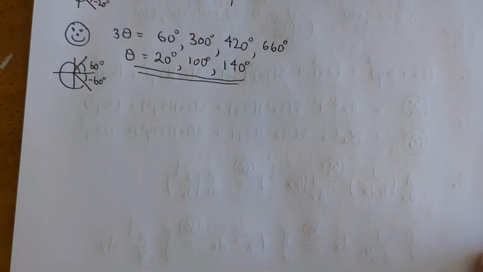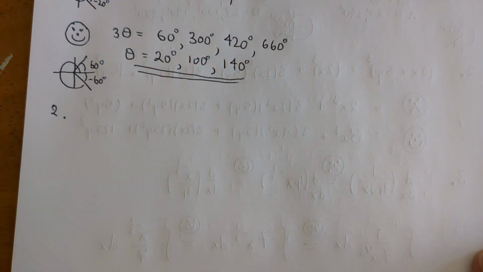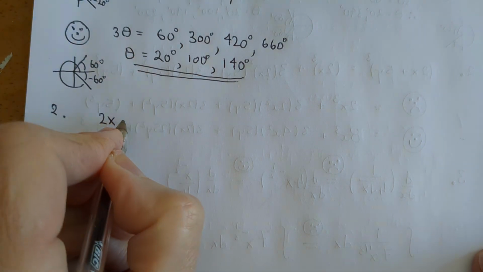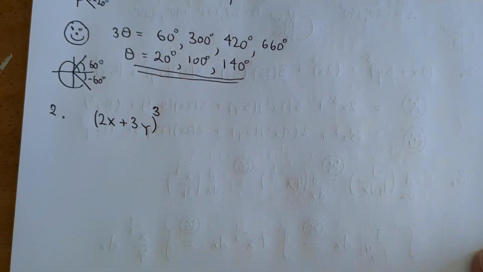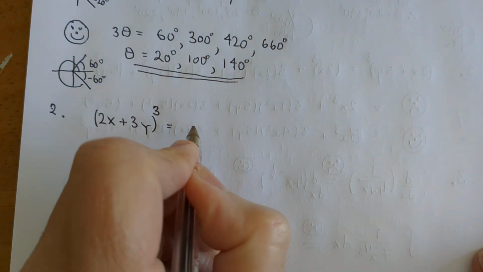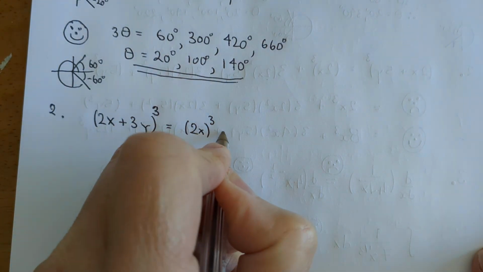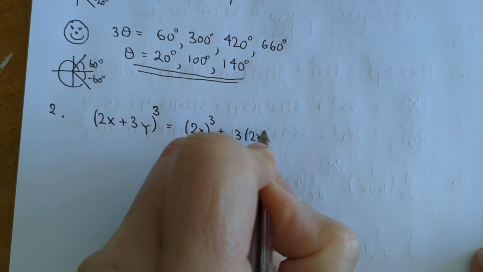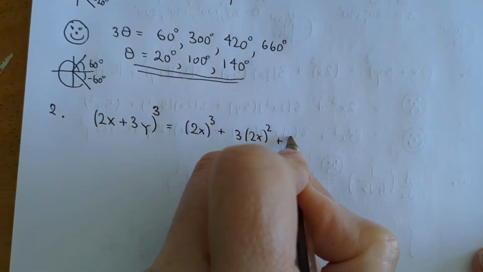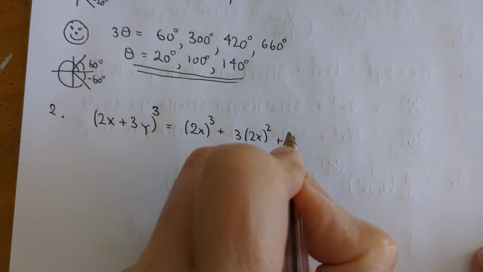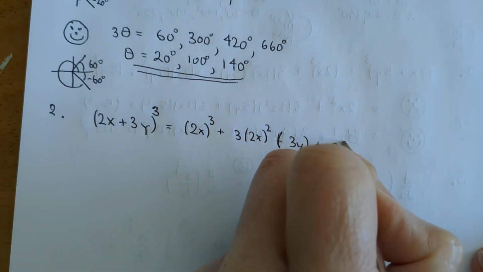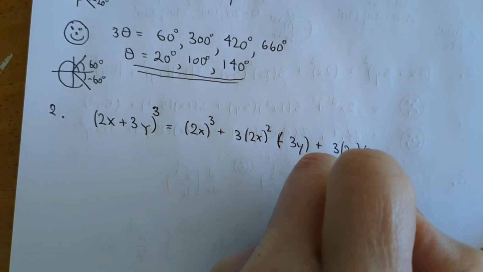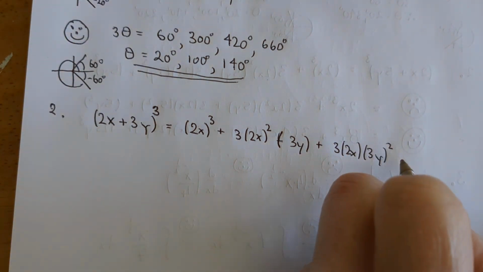The second common mistake is this one. It's to do with the binomial formula. Suppose you've got to multiply this out. I'll make the power low. I don't want to get too many terms. So you've got 2x plus 3y to the 3. Well, this, of course, is 2x cubed plus 3 times 2x squared times 3y plus 3 times 2x times 3y squared plus 3y cubed.